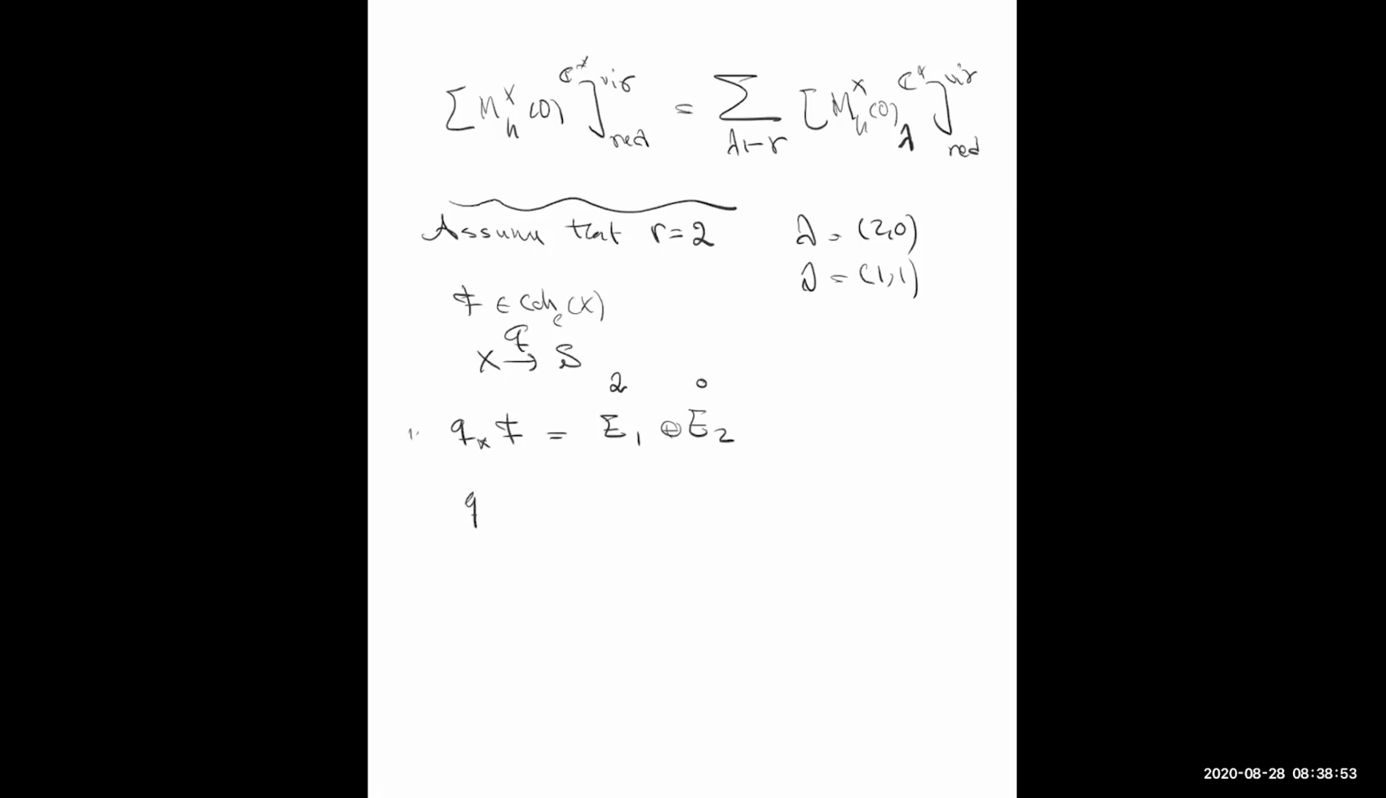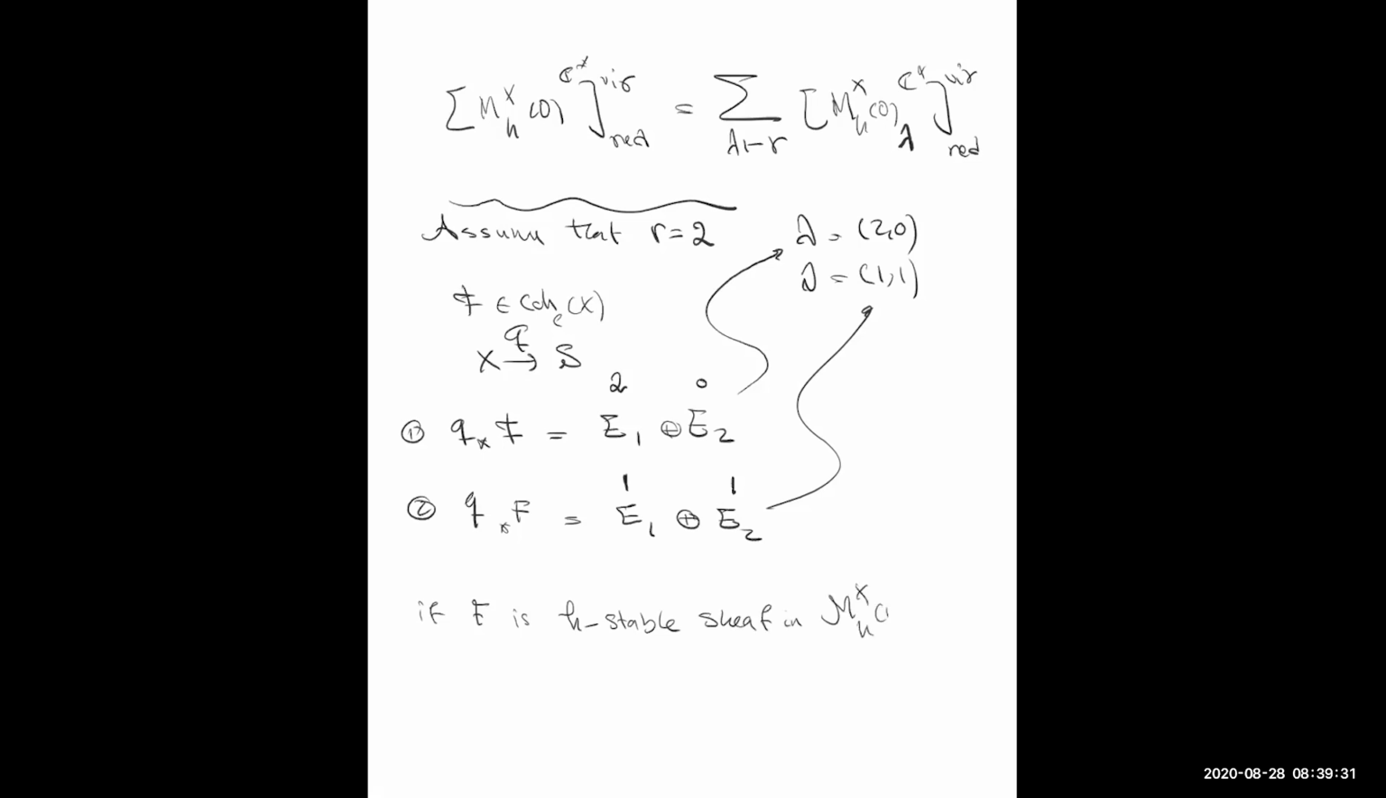This is case 1. Or it could be that the push forward becomes a sum of two sheaves as graded modules, each one of which has rank 1. So this belongs to this partitioning, and this belongs to this partitioning, and there's no other way of partitioning 2. Okay. Now, if F is H-stable, in the sense of the definition of stability that we just used, an H-stable sheaf in our moduli space, then we can see that for case 1, E2 should be isomorphic to 0.